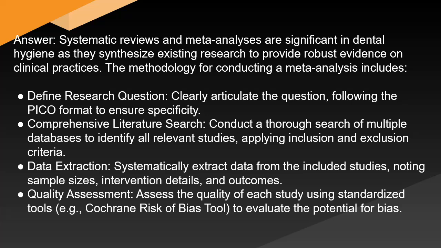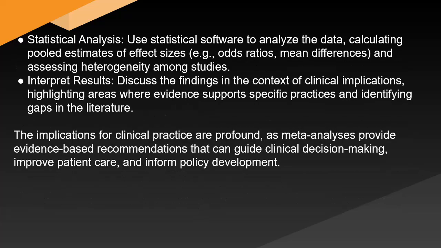Quality assessment: assess the quality of each study using standardized tools, e.g., Cochrane risk of bias tool to evaluate the potential for bias. Statistical analysis: use statistical software to analyze the data, calculating pooled estimates of effect sizes, e.g., odds ratios, mean differences, and assessing heterogeneity among studies. Interpret results: discuss the findings in the context of clinical implications, highlighting areas where evidence supports specific practices and identifying gaps in the literature. The implications for clinical practice are profound, as meta-analyses provide evidence-based recommendations that can guide clinical decision-making, improve patient care, and inform policy development.